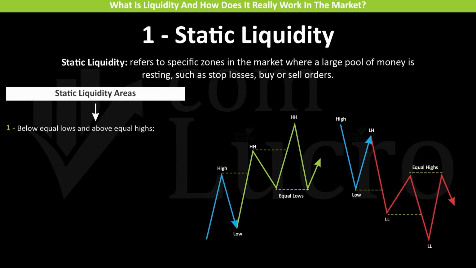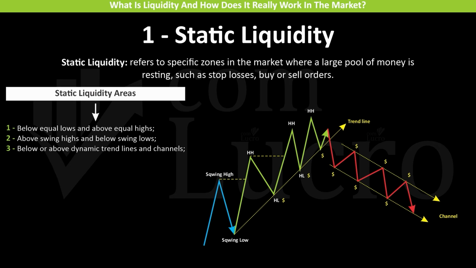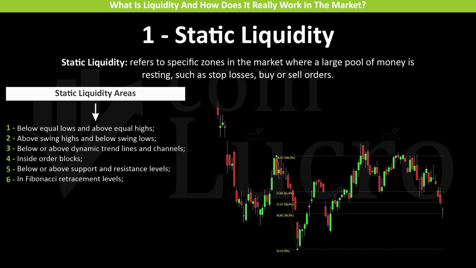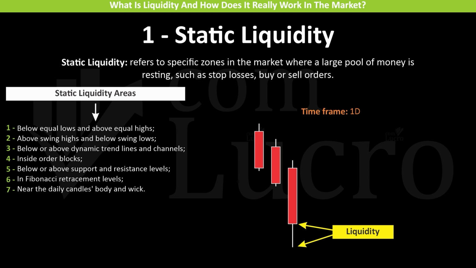momentum. Static liquidity can be identified in various areas on the price chart, such as below equal lows and above equal highs, above swing highs and below swing lows, below or above dynamic trend lines and channels, inside order blocks, below or above support and resistance levels, in Fibonacci retracement levels, and near the daily candle's body and wick. Having a solid grasp of static liquidity zones reveals their profound impact on market price direction. Neglecting them can lead to substantial losses.